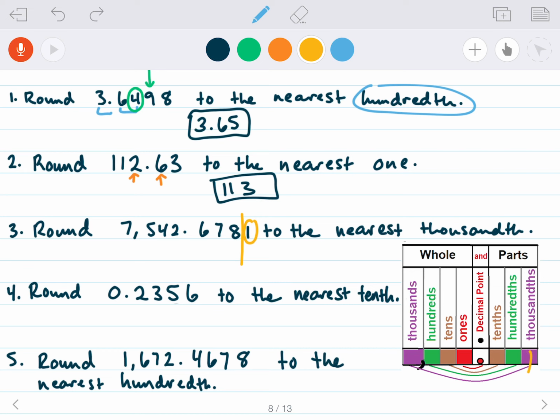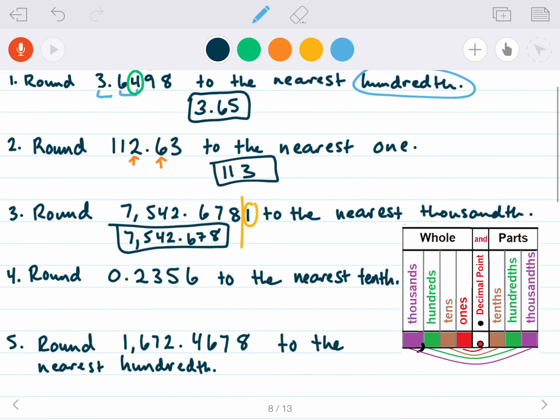We're keeping it the same because 1 is smaller than 5. Okay, so we keep that the same. If it was bigger than 5, we would round up to 9. So this is going to be 7,542.678, and that's where we cut it off, our thousandths.